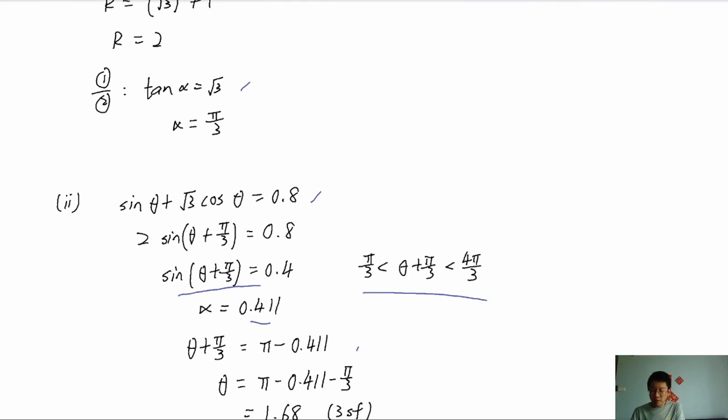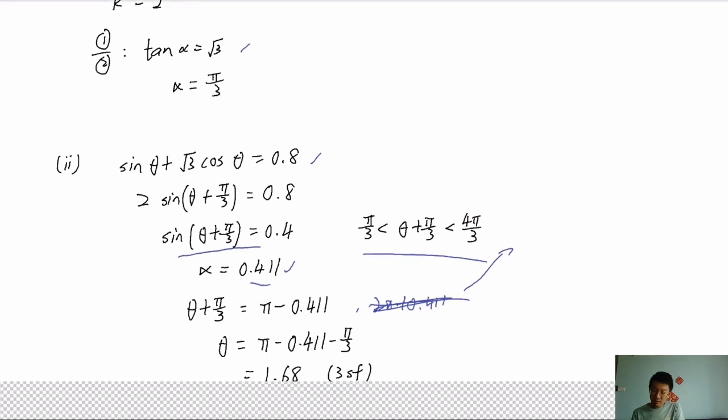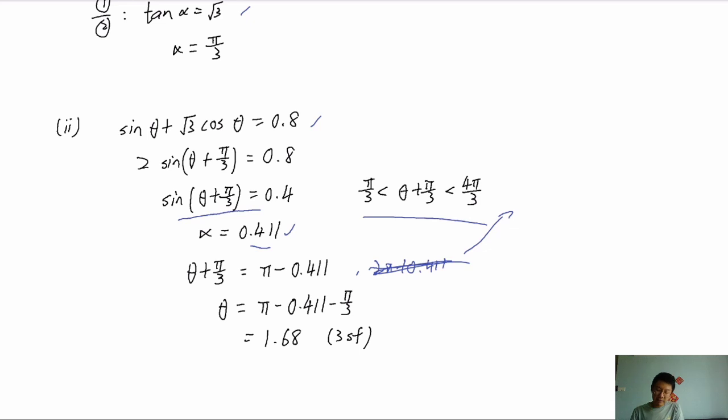So for the next value, because originally we have 0.411 in the first quadrant, when we want to get the next value we have 2 pi plus the 0.411. In this case, it is quite obvious that it is out of the range already. So from there onward, we are not going to consider that. For this one, we only have a single value for the theta, which in this case, when we find the value for the theta, is 1.68. They need the angle to be rounded to 3 SF.